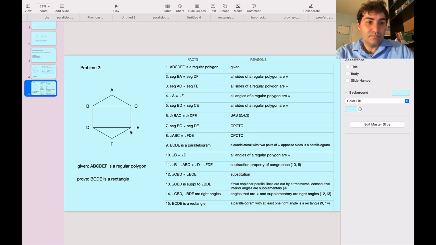DFE. We know by corresponding parts of congruent triangles are congruent that segment BC is congruent to segment DE. We also know that angle ABC, so this angle here, is going to be congruent to angle FDE, this angle here.